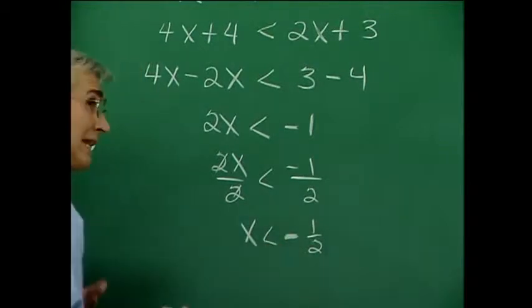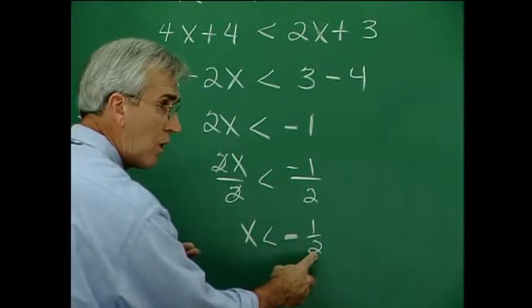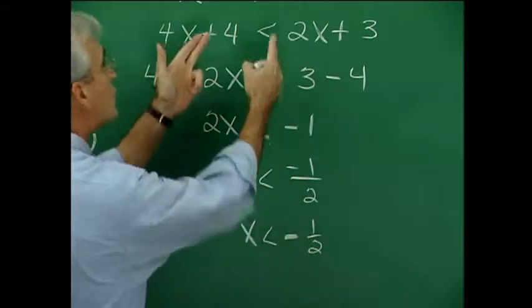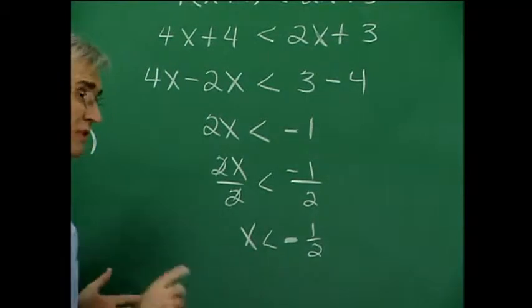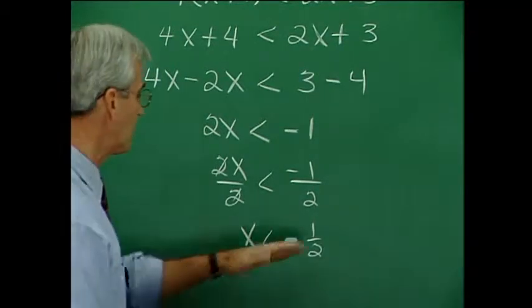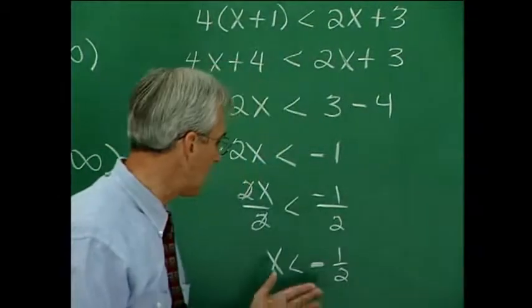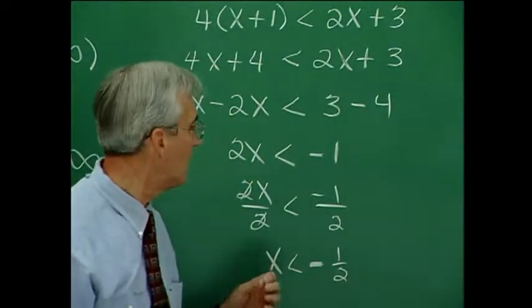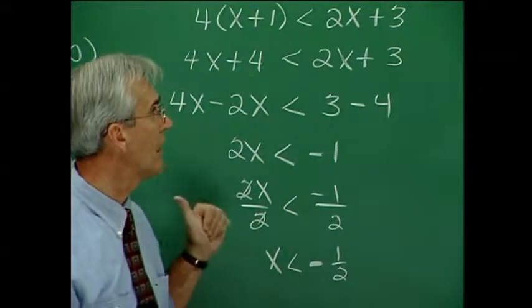Now, that means that for all values of x that are less than negative 1/2, we have truth in our original inequality. We can actually check a few of those values. It's not possible to check all of the values because we're talking about an infinite set of numbers here. And we could illustrate our solution here by using interval notation or a graph and that kind of thing. We already know how to do that.